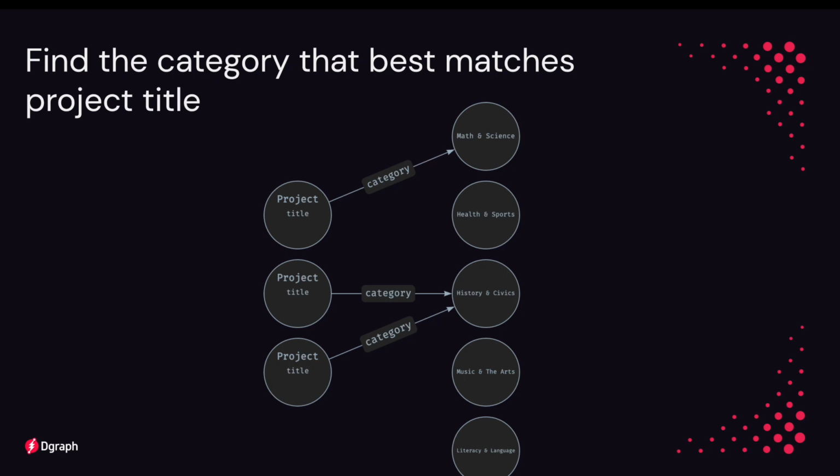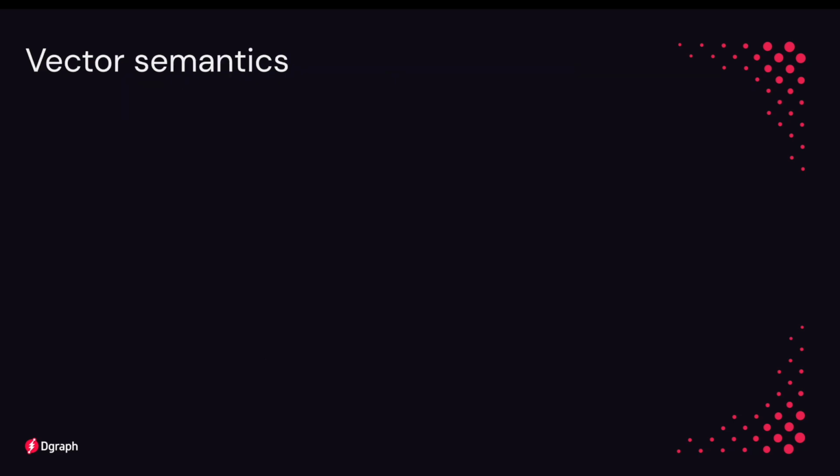So what we want to do is to see how we can use the LLM generalized pre-trained model to automatically set project categories based on the semantic proximity between the project title and the different categories. So we will use the vector semantics to do that.